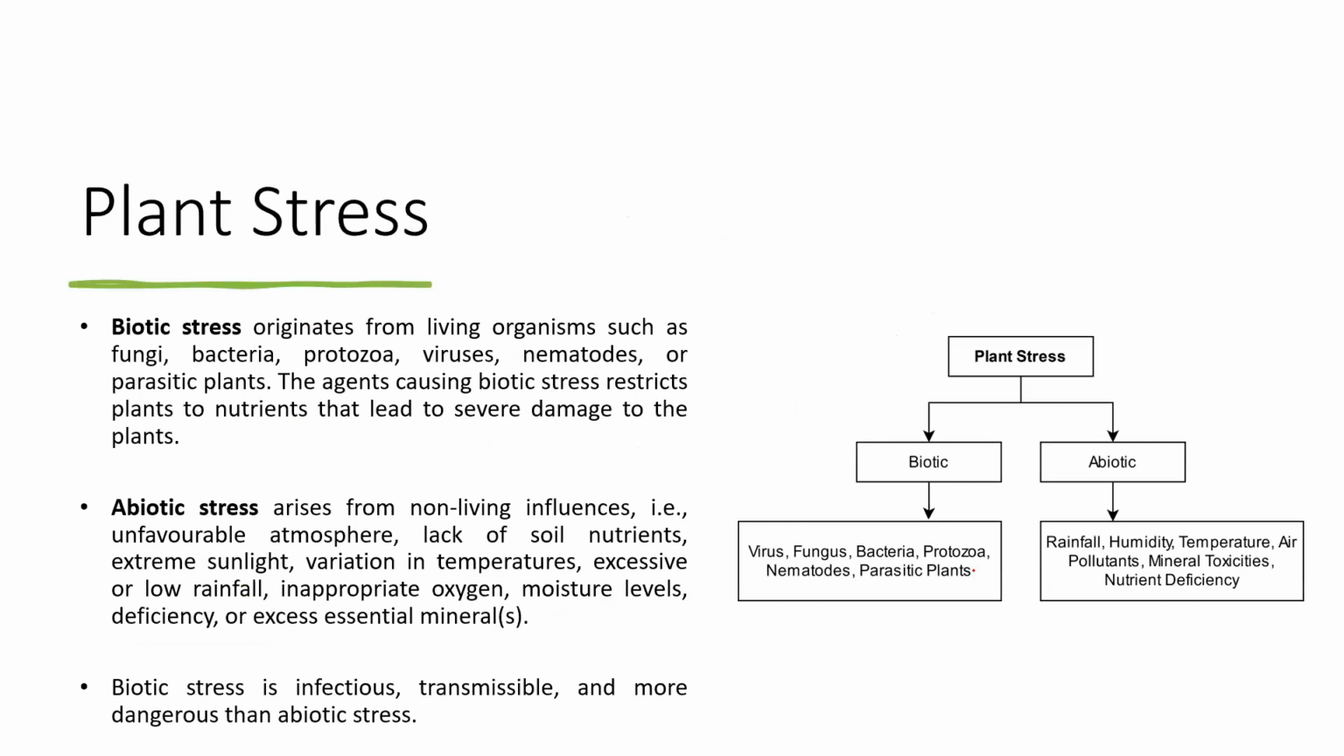In order to start with a plant disease detection system, you must be aware of what kind of stress a plant can have. In general, the stress of a plant is either biotic or abiotic. Biotic stress comes from viruses, fungi, bacteria, protozoa, and other living organisms. Abiotic stress is due to unfavorable environmental conditions: very high rainfall, high humidity, high temperature, air pollutants.